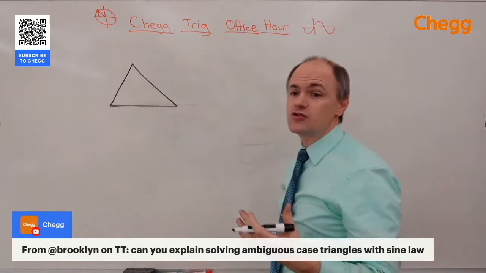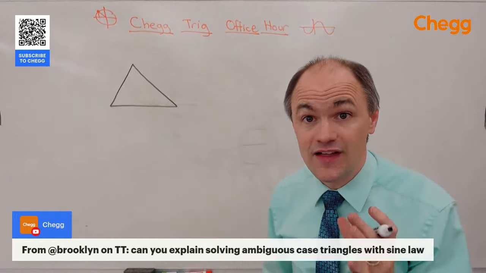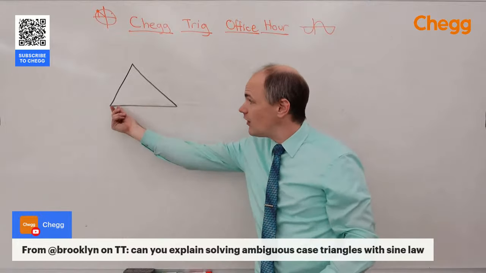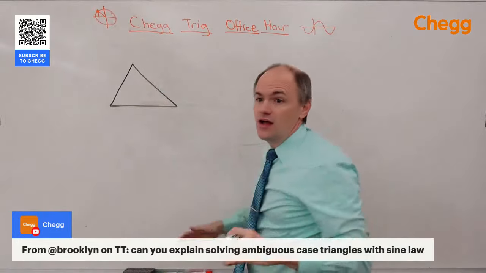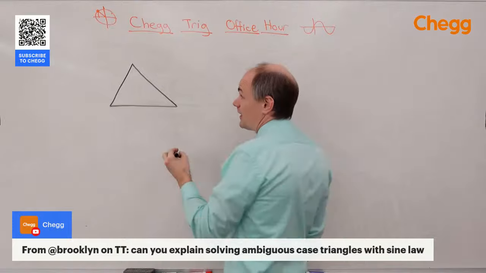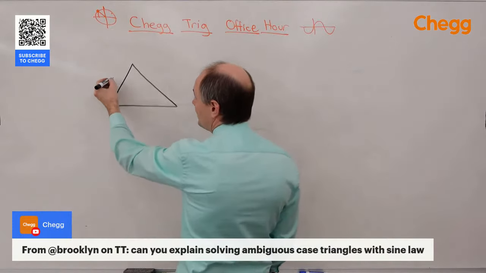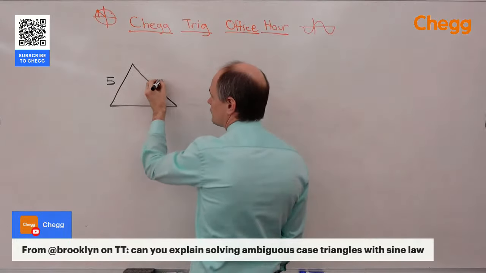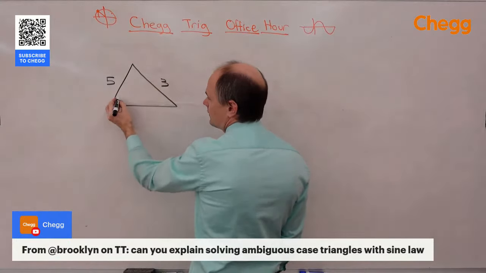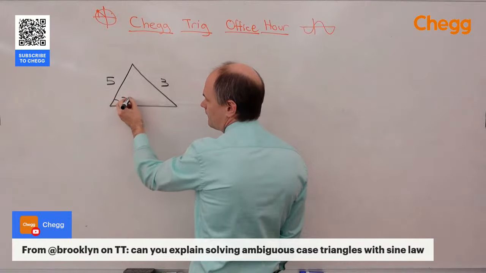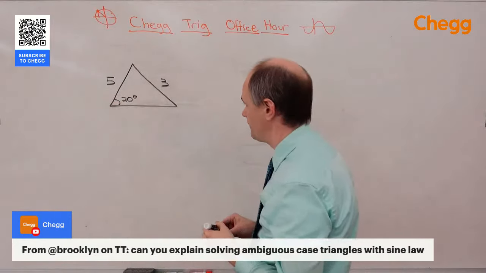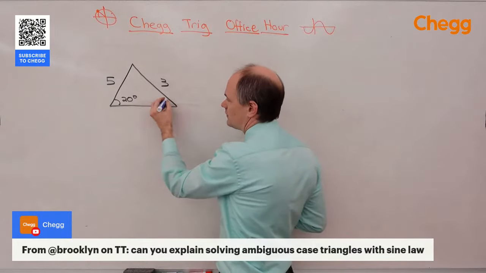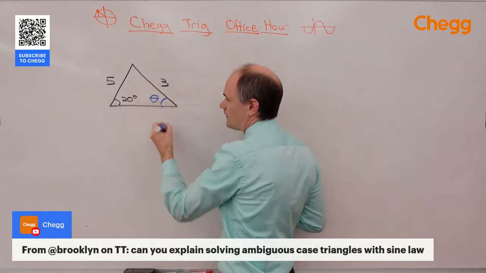So let's say this is some triangle and it is not to scale. That's really important for the setup. It is not to scale. This might be really small. This one might be really long. It is not to scale, so don't be fooled by that. And let's say I know this side is 5, and this side is 3, and this angle is 20. And we are asked to find this angle right here, theta.